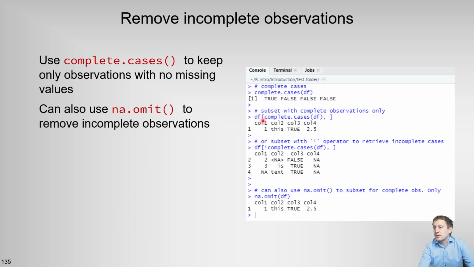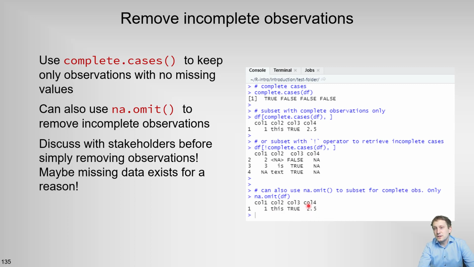So how do you subset? Well, you could use the complete.cases function, so you would just use df in conjunction with brackets to select just the first row. Or you can subset with the exclamation mark operator to retrieve the incomplete cases. So if you want to select all the cases with missing information, maybe you want to do that to assess why the missing values exist, if there's something strange, if there's an interesting pattern here. And again, if you use the na.omit function, you can simply obtain all of the observations that are complete. So in this case, that is just the first row of our data set.